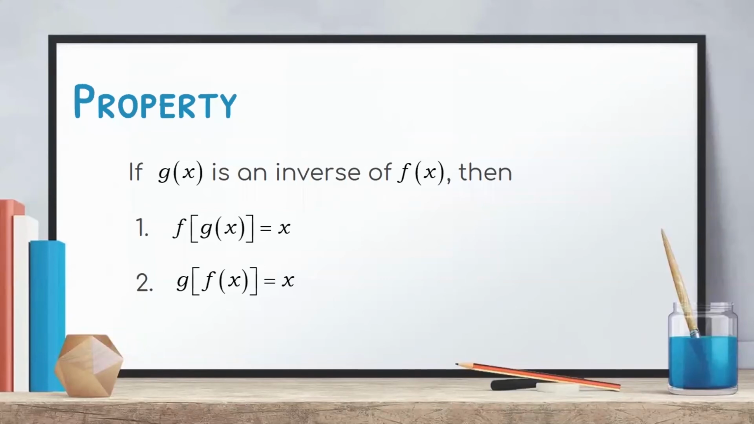Note that given a function and its inverse, the following property is applicable. If g of x is an inverse of f of x, then f of g of x is equal to x and g of f of x is equal to x. Meaning, if we solve for the compositions of the function and its inverse, then the results are both equal to x. We can use this property in verifying if two functions are inverses of each other.